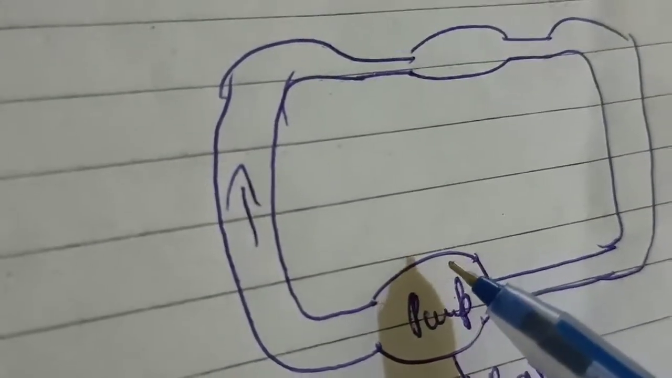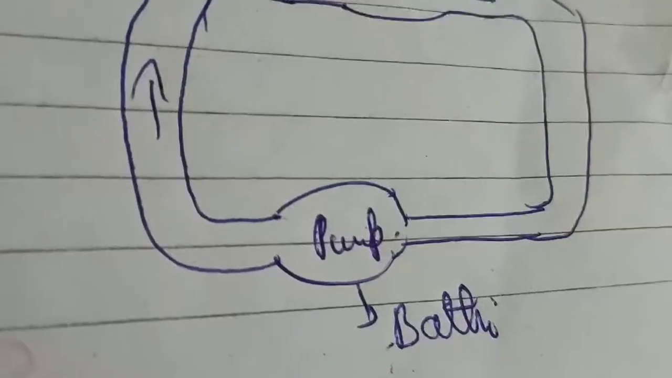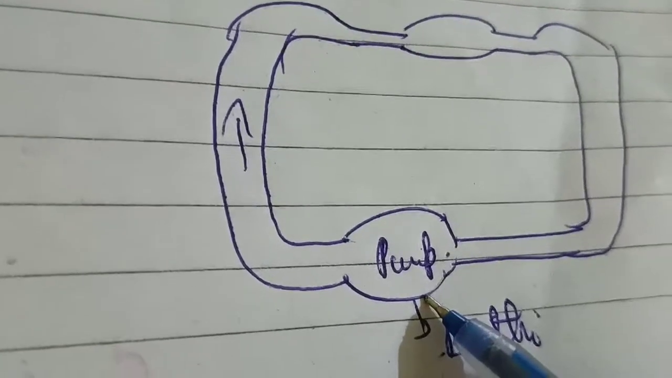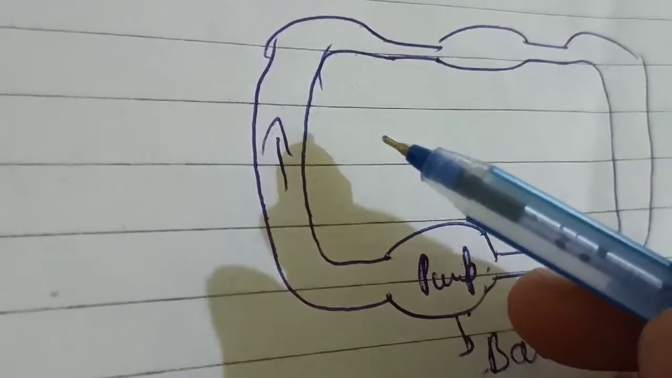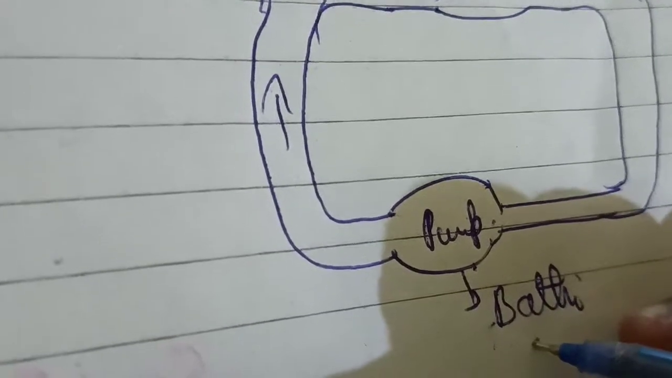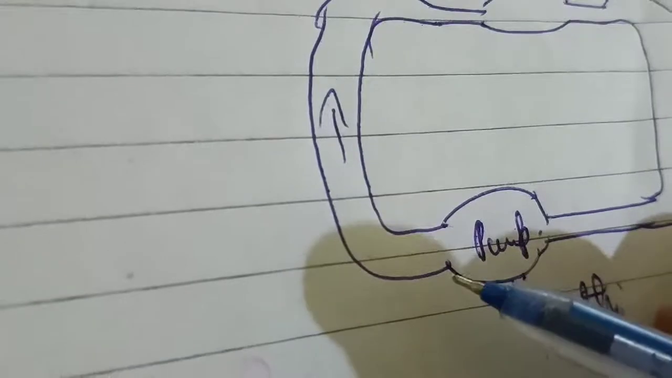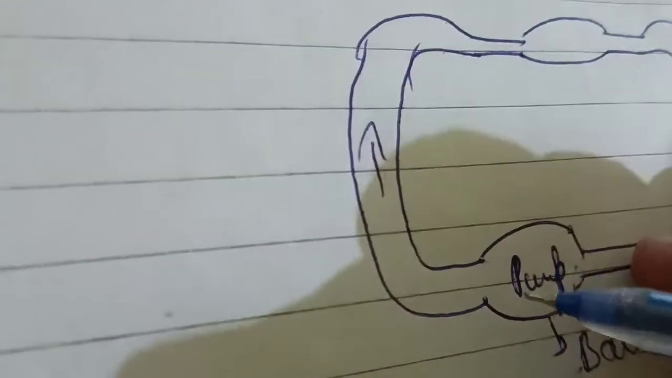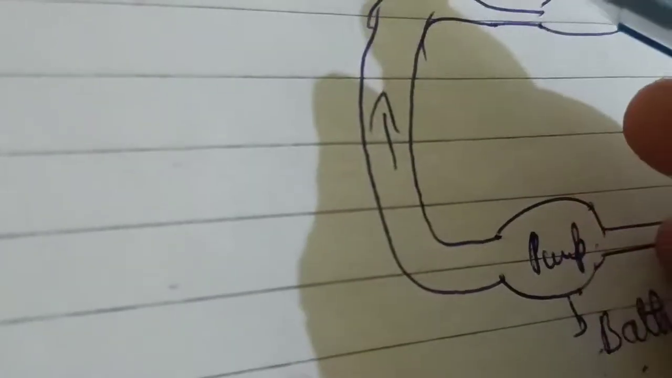Now if you see here, I've got a pump. What it does is push water. The pump always pushes water, so the pump is like the battery. In the circuit, the battery pushes the current. In the pipe, water flows, and the water flow is like the current. So remember, the pump is like a battery, the water flow is like the current, and the pipe is like a wire.